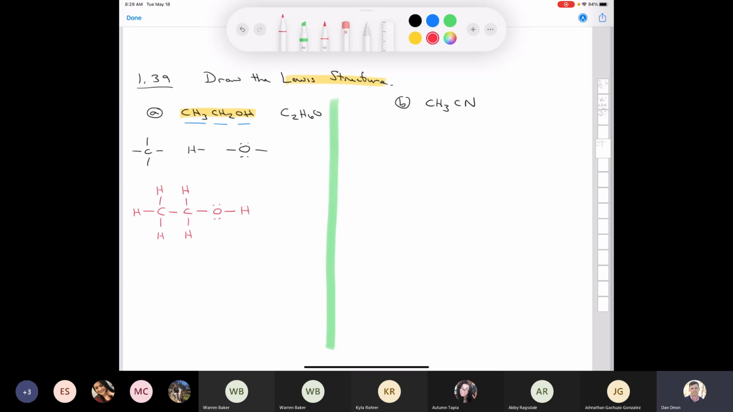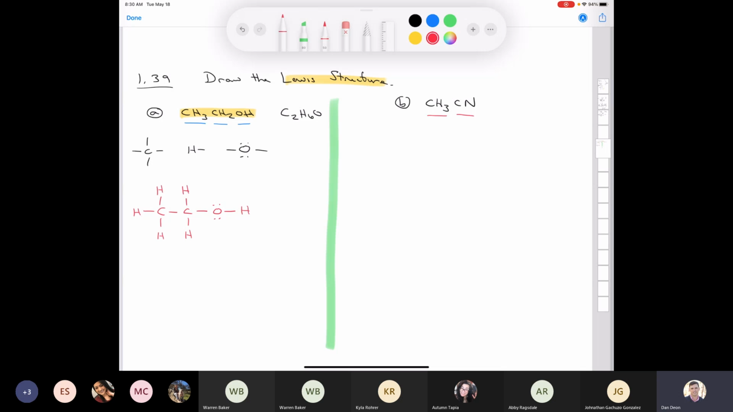So this is 1.39b. You can see that we have a CH3, and then a carbon and a nitrogen. I'm going to give you a second to try drawing the Lewis structure for this molecule, and I'm going to tell you that inside this molecule there is a multiple bond. There's either a double bond or a triple bond. Could anybody tell me which type of bond I would find in this molecule, a double or a triple bond? Yeah, there's a triple bond in the molecule.